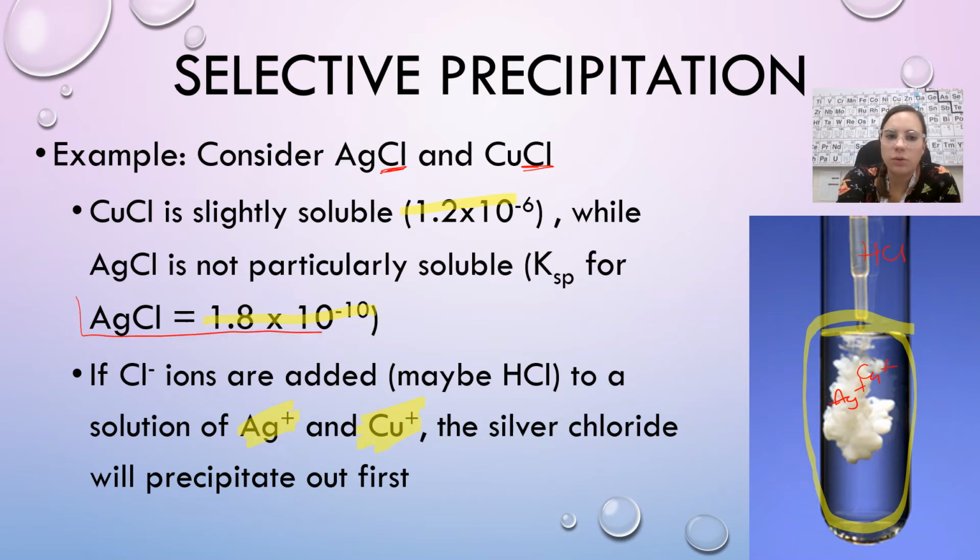Because the silver chloride has the lower solubility, it's going to be silver that precipitates out first. So this solid right there is silver chloride. Because of its lower solubility, whenever the silver and chlorine come together, they're going to form solids well before the copper forms a solid with the chlorine.